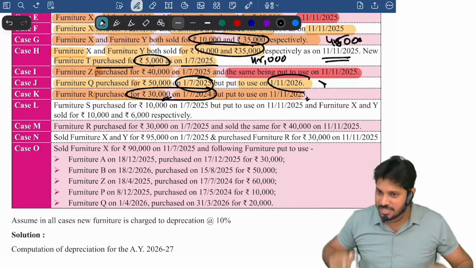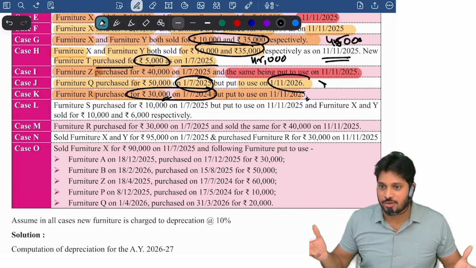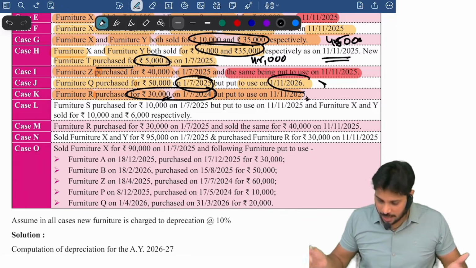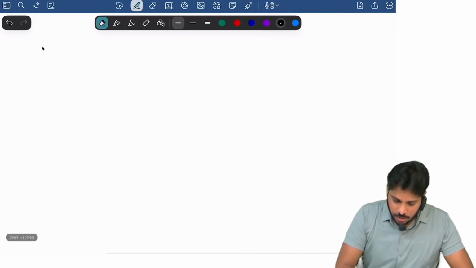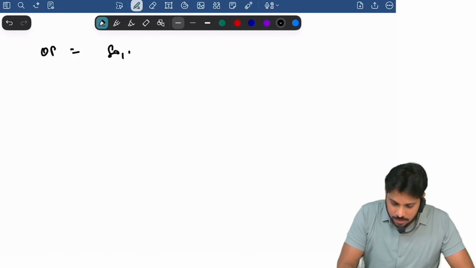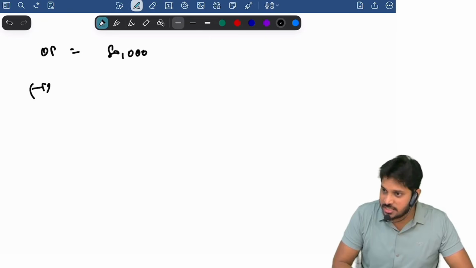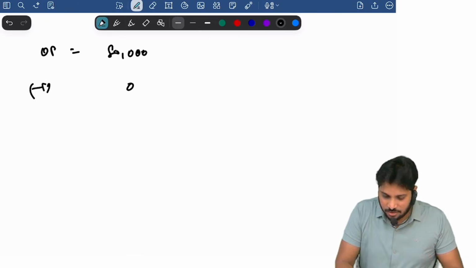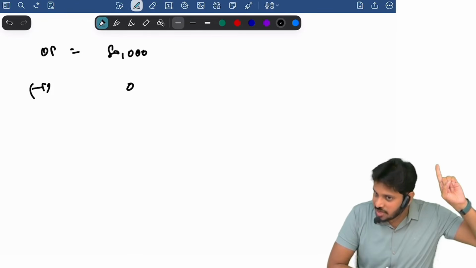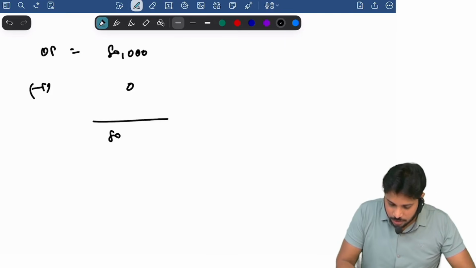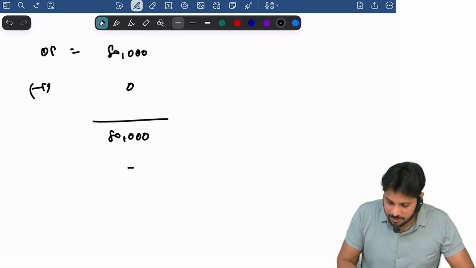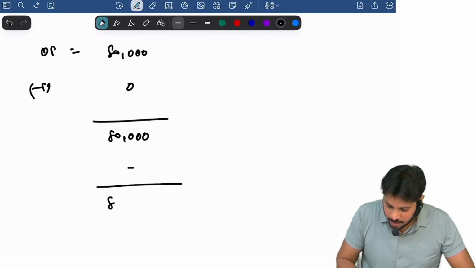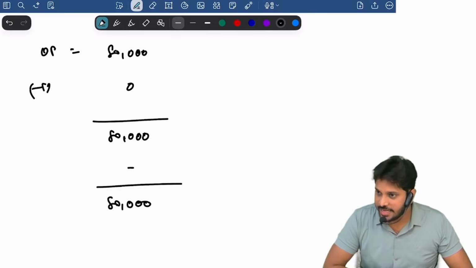How much is the depreciation? 8,000. Am I right? Opening value is 80,000 plus purchases. This year I didn't purchase anything, so 0. Last year 24-25 it was purchased. Therefore, gross block value is 80,000. Now minus amount received, part of a block transferred, nothing. So WDV value is 80,000. Yes or no?